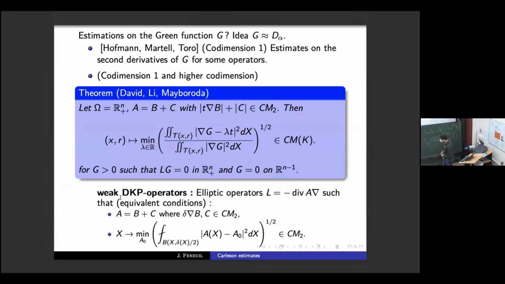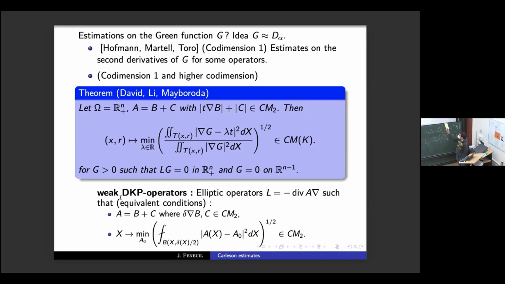After this, we struggle a little bit. So we thought, okay, instead of working with the harmonic measure, why not work with the Green function? Because the harmonic measure and the Green function have some kind of dual properties. So if we can say something about the harmonic measure, we should be able to say something about the Green function.